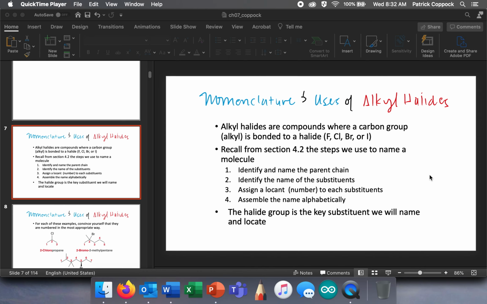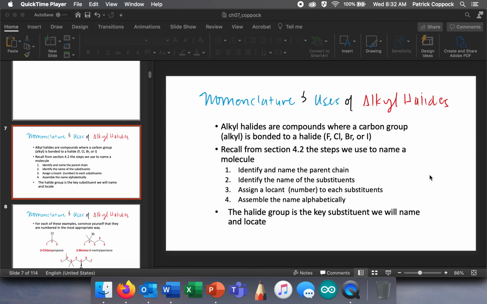We talked about alkyl halides in a previous conversation. Let's talk more about the nomenclature and the uses of alkyl halides. So first of all, alkyl halides are compounds where a carbon group, an alkyl group, not an aryl or a vinyl or an allyl, but an alkyl, which is an sp3 hybridized carbon, is bonded to a halide. Usually we're talking about chlorine, bromine, or iodine.